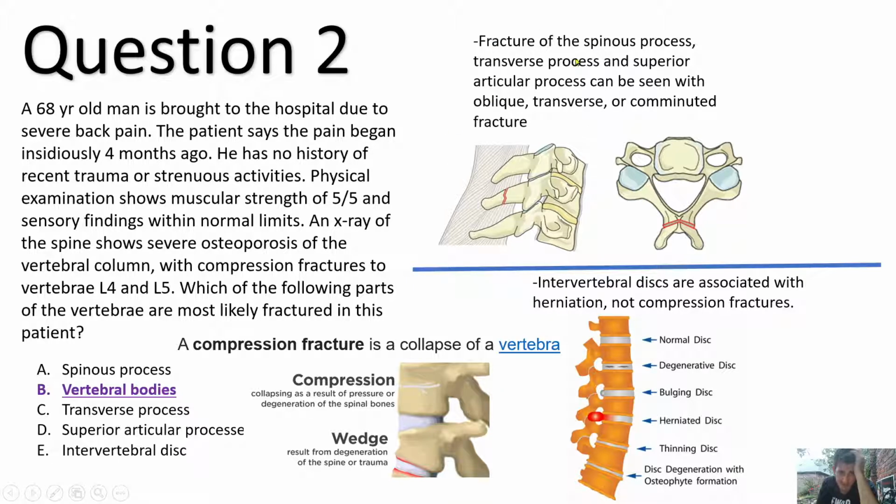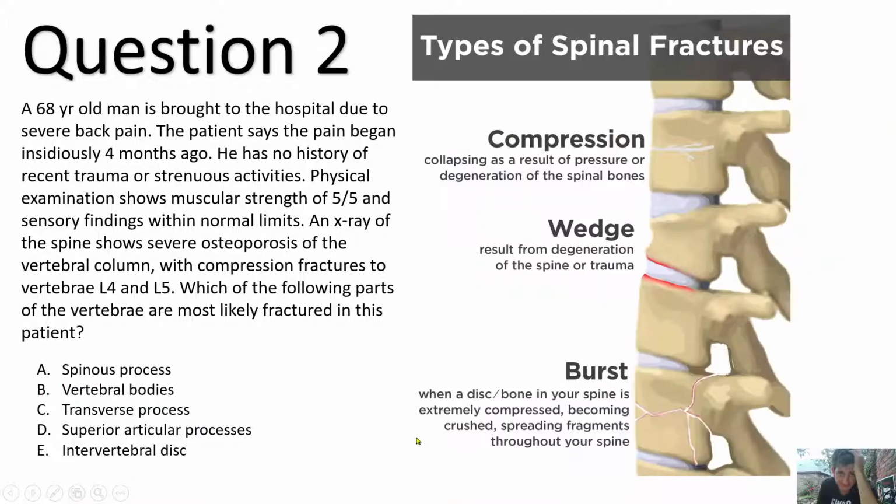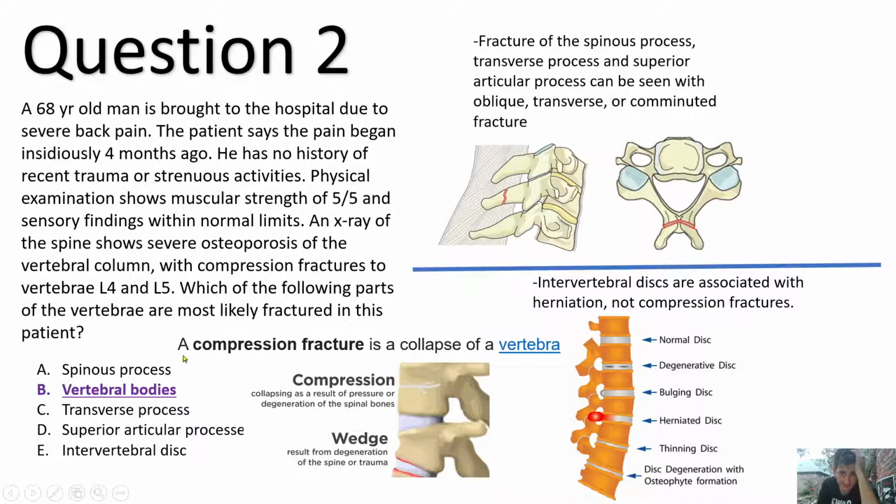So you might see fracture of spinous process, transverse process, or the superior articular process with an oblique, transverse or comminuted fracture. This is a spinous process fracture here. So not compression fracture. Compression fracture is collapsing the vertebra. And we'll see compression. We can see the wedge fracture. So that's going to be our answer here in this patient with osteoporosis.